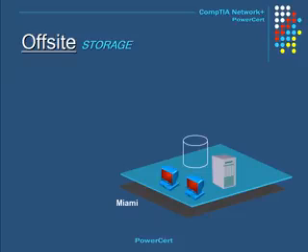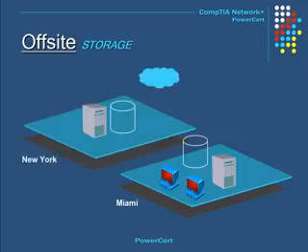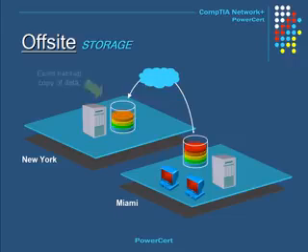Offsite storage is where you can back up your data and have it stored on a different geographical location for safety purposes. So for example, let's say your main office is in Miami, and you chose to have an offsite storage database in New York. If some kind of natural disaster were to happen in Miami, let's say for example a hurricane, and your main office was destroyed, you would still have a copy of all your data in New York where it is safe.